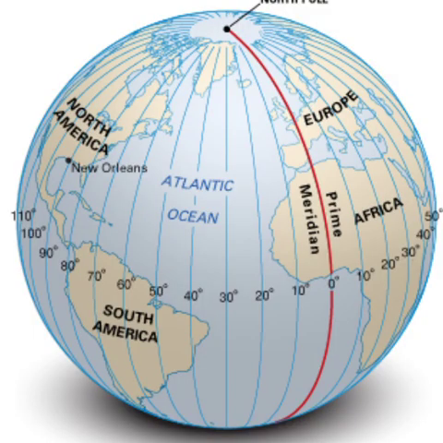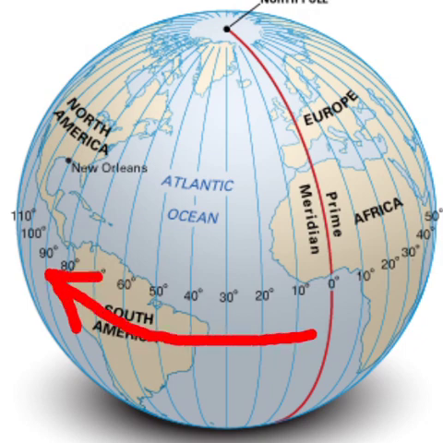Now look at the diagram. Here the prime meridian is the middle line of longitudes, which is 0 degree longitude. The meridians of longitude to the east side of the prime meridian are numbered as 1 degree east, 2 degree east, 3 degree east up to 180 degree east. Similarly, the meridians of longitude to the west side of the prime meridian are numbered as 1 degree west, 2 degree west up to 180 degree west.